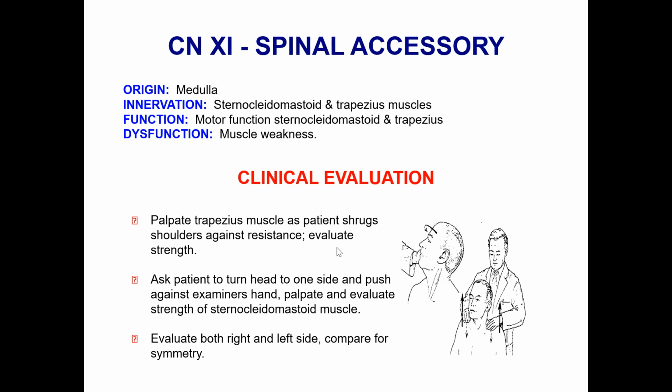You must, in clinical evaluation, palpate the trapezius muscles, as in patients. Here, this is the trapezius muscles. As patient shrugs shoulders against resistance, you must evaluate strength if there is some weakness. You can ask the patient to turn head to one side and push against examiner's hand, palpate and evaluate strength of sternocleidomastoid. Here you can see the normally functioning sternocleidomastoid moving head contralaterally against the resistance. You must evaluate both right and left side, and they must be compared for any asymmetry.